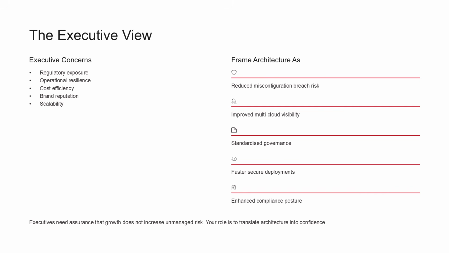Executives are concerned with regulatory exposure, operational resilience, cost efficiency, brand reputation, scalability. When you present cloud security architecture, frame it in terms of reduced risk of misconfiguration breaches, improved visibility across multi-cloud, standardized governance, faster secure deployments, enhanced compliance posture. Executives do not need deep technical diagrams. They need assurance that growth does not increase unmanaged risk. Your role is to translate architecture into confidence.